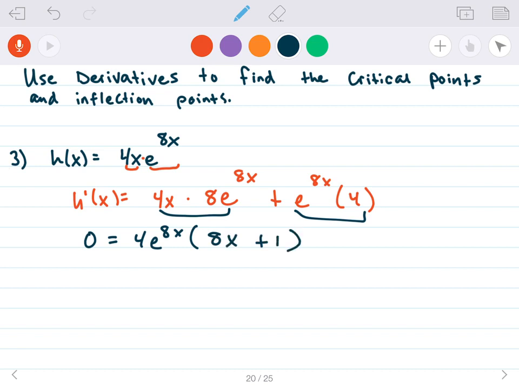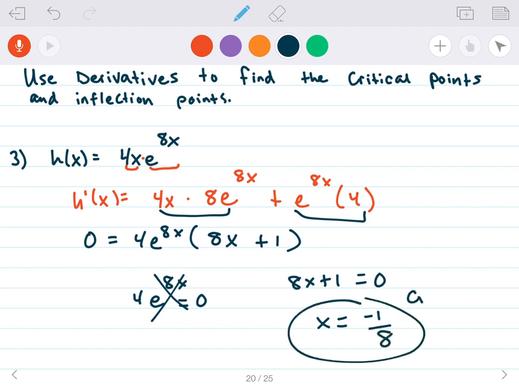Okay, so now I'm going to set each factor equal to 0. So I have 4e to the 8x equals 0. And of course, e to the 8x is never going to equal 0, so we can throw that solution out. Then we have 8x plus 1 equals 0, and so x is going to equal negative 1 over 8. So this is my critical point.